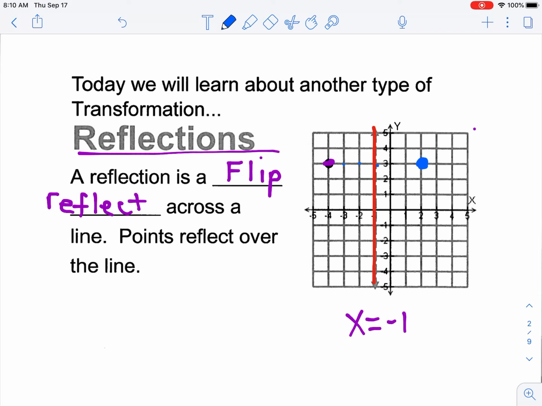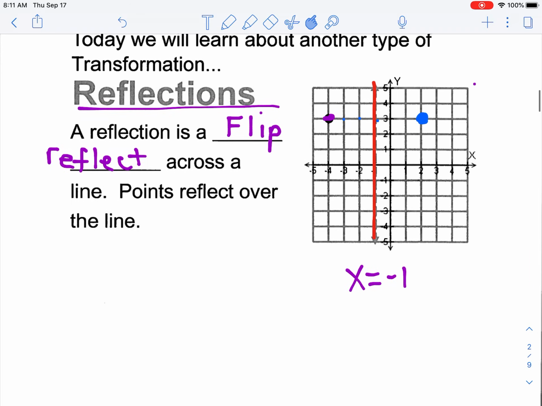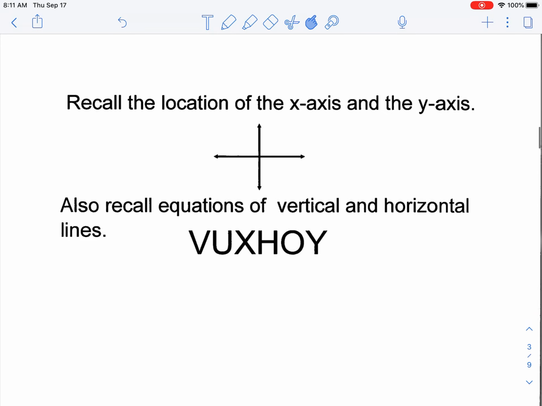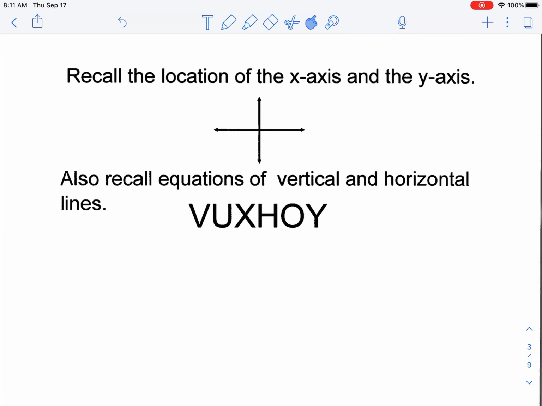All right, so it's going to be key that we get our reflection line in the correct spot so that we can go ahead and reflect it in the right spot. All right, now recall, on our coordinate plane, our x-axis runs horizontal, and our y-axis runs vertical. All right, so when we go to graph these, it's important that if it says the x-axis, then we're flipping it over the x, which runs horizontal. If it says flip it over the y-axis, we're flipping it over the vertical.